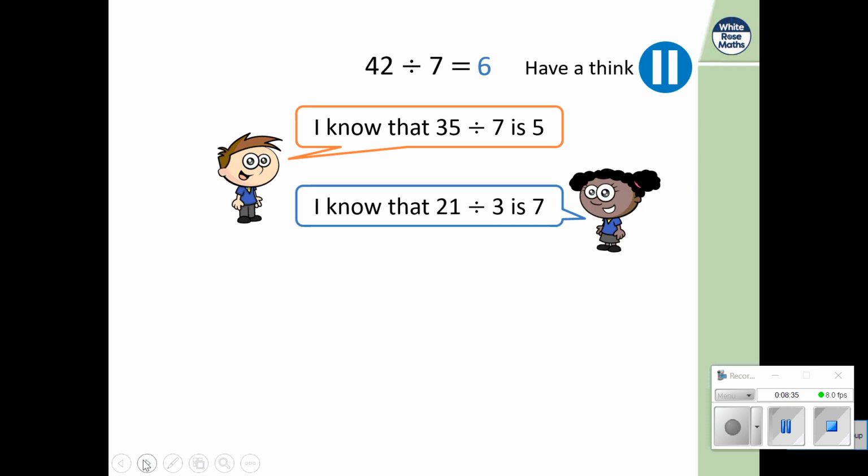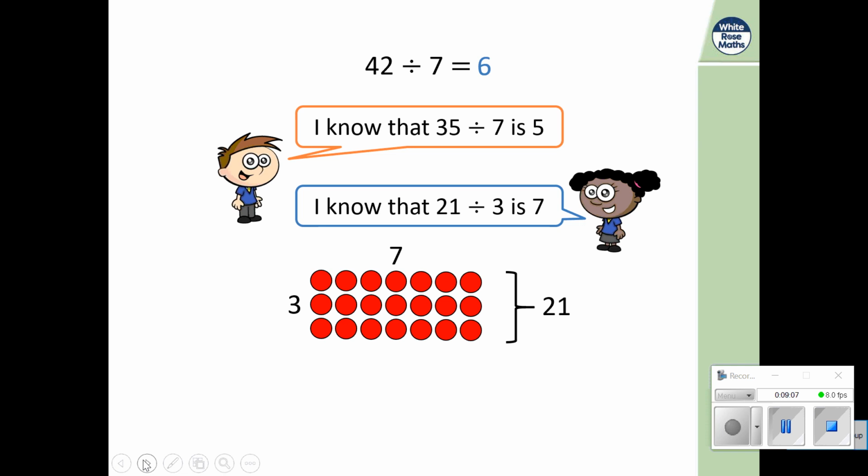Another way of doing the same thing or something similar is that we can also know that 21 divided by 3 is 7. We've got to work out 42 divided by 7. Can you see a connection between the number 21 and the number 42? That's right. 42 is double 21, or 21 is half of 42.